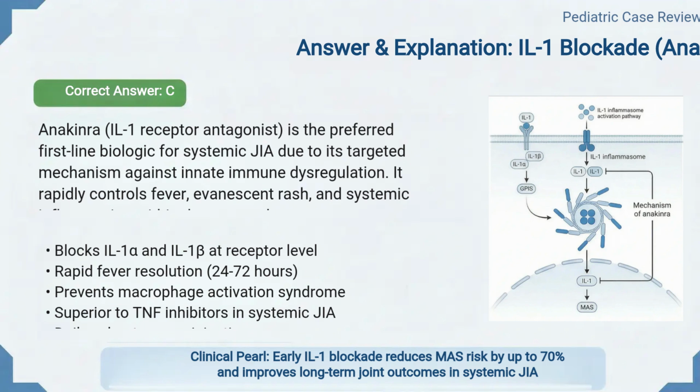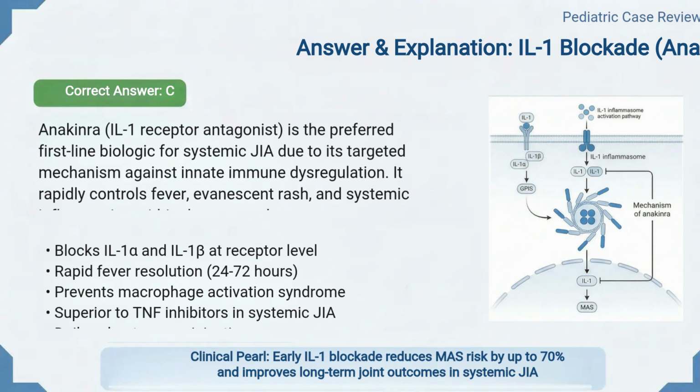It rapidly controls fever, evanescent rash, and systemic inflammation within days to weeks. Key mechanisms and features. It blocks interleukin-1 alpha and interleukin-1 beta at the receptor level, produces rapid fever resolution within 24 to 72 hours, prevents macrophage activation syndrome, is superior to tumor necrosis factor inhibitors in systemic juvenile idiopathic arthritis, and is given by daily subcutaneous injection.